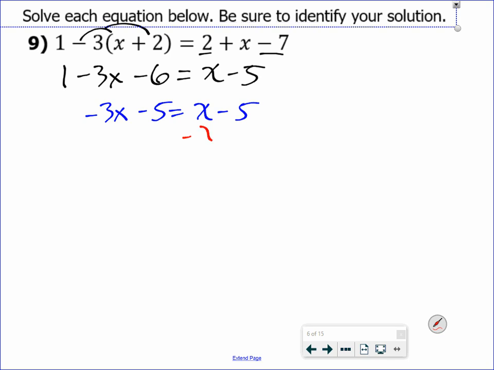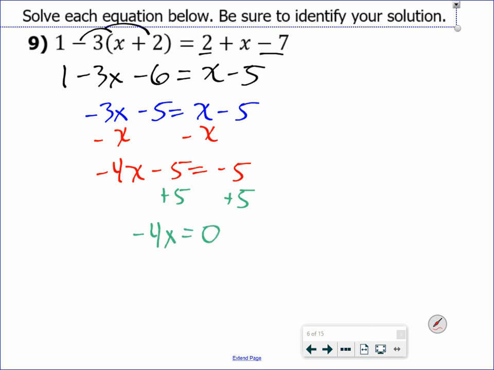I will subtract x from both sides, and I'll get negative 4x minus 5 equals negative 5. I add 5 to both sides, and I'll get negative 4x equals 0. Now this is not no solution. If I divide both sides by negative 4, I get x equals 0. Remember, 0 divided by a number is 0. We cannot divide by 0, but we can split 0 up into pieces. Each piece is 0.